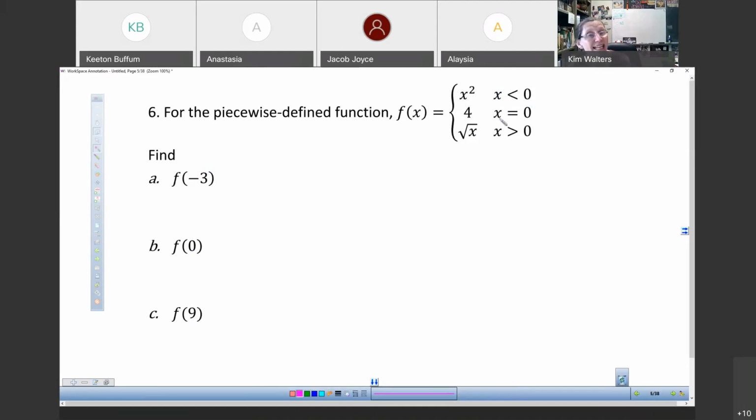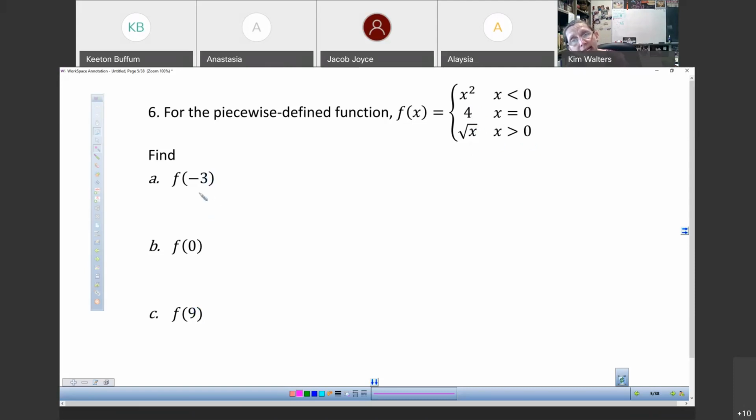Then we're saying that if x is equal to 0, one value there, I'm going to have the point 4. That's it. That's all I'm going to do on that one. However, for any value of x that's greater than 0, I'm going to use the function square root of x. Okay? So again, I want to evaluate f of -3, f of 0, and f of 9.